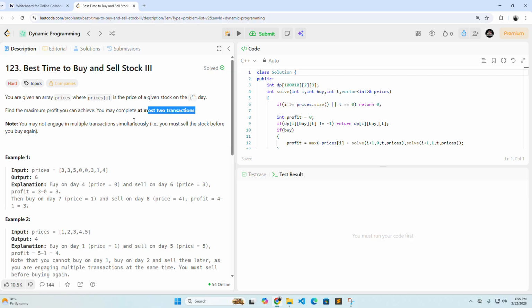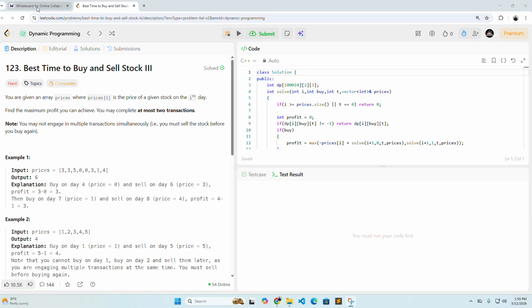2 times, but you cannot do something like this: you buy a stock, then you again buy a stock. You cannot do that. You can only first buy the stock and then you have to sell it, then you have to buy it again and then you have to sell it. This is the order, and now you have to find the maximum profit you can achieve by buying and selling the stock efficiently.